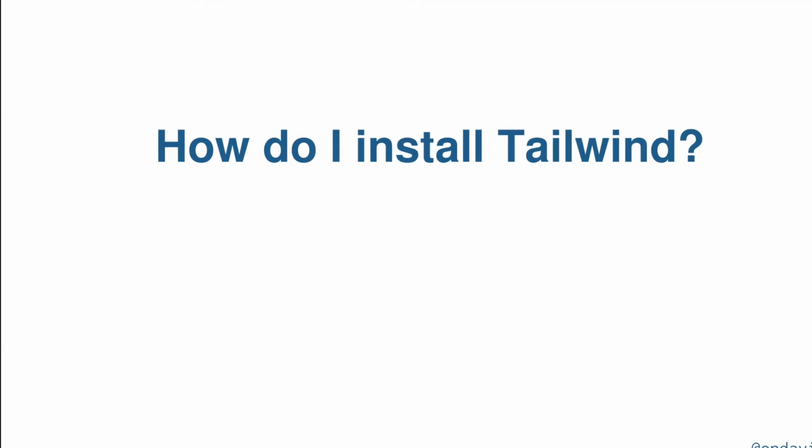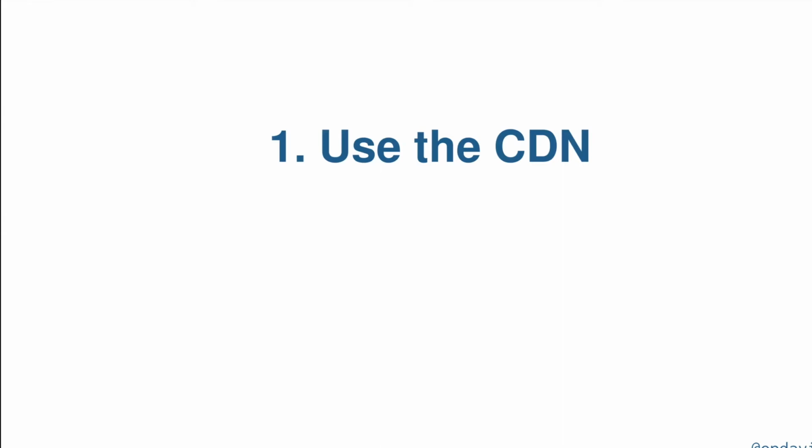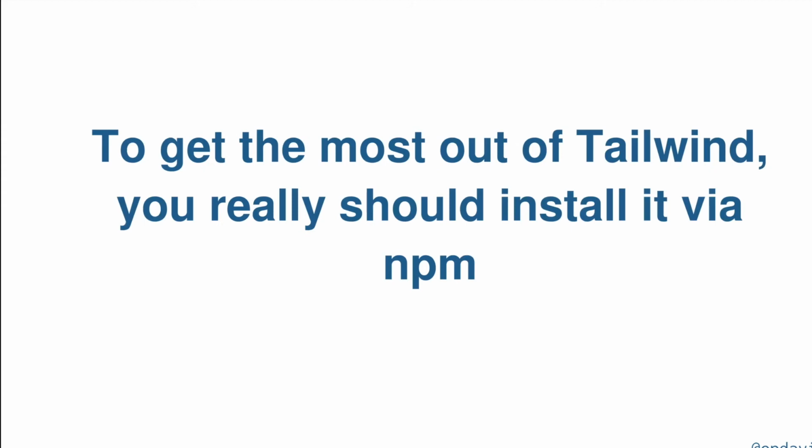So how do we install it? We have two options. The first is to use the CDN. So just pull in the CDN version as a style sheet and add it into your project. That works. It's fine, I'd say, for prototyping or just giving it a try. But to get the most out of using Tailwind, you should add it as an npm package.